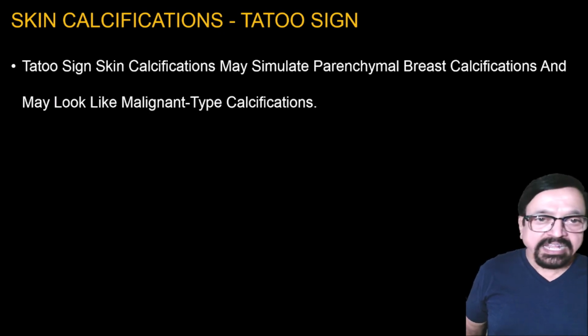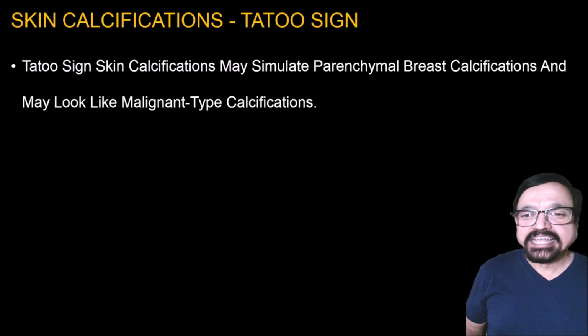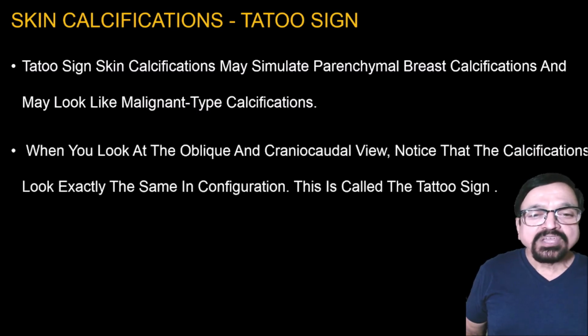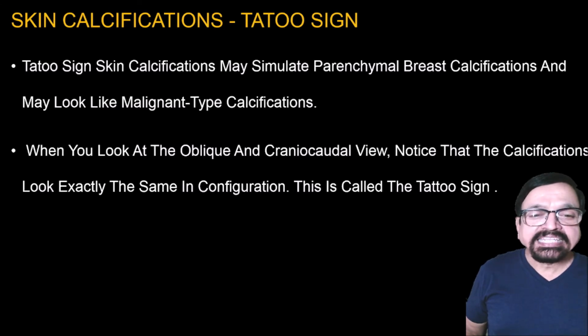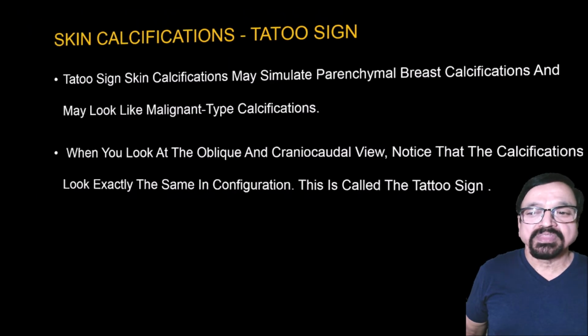Now come to the tattoo sign. Skin calcification may simulate parenchymal breast calcification and may look like malignant-type calcification. Now when you are looking at an oblique or craniocaudal view, notice that the calcifications look exactly the same in configuration, and this is called a tattoo sign. They take the shape of a tattoo that is drawn. So it will show you.